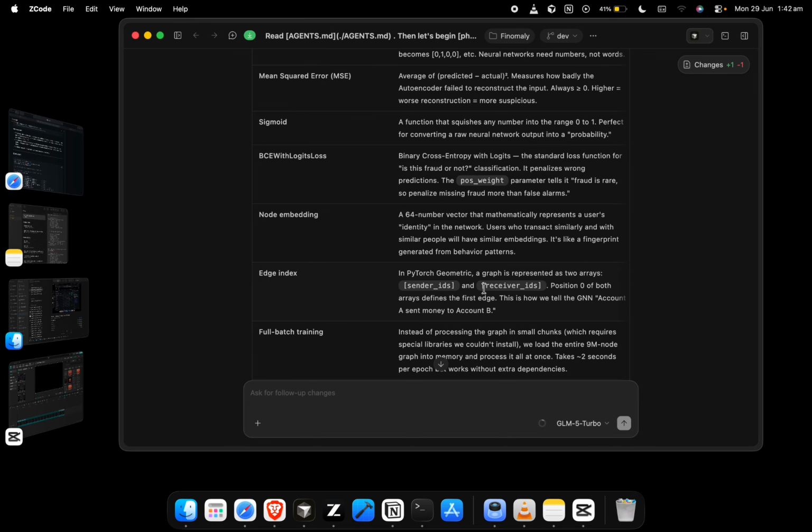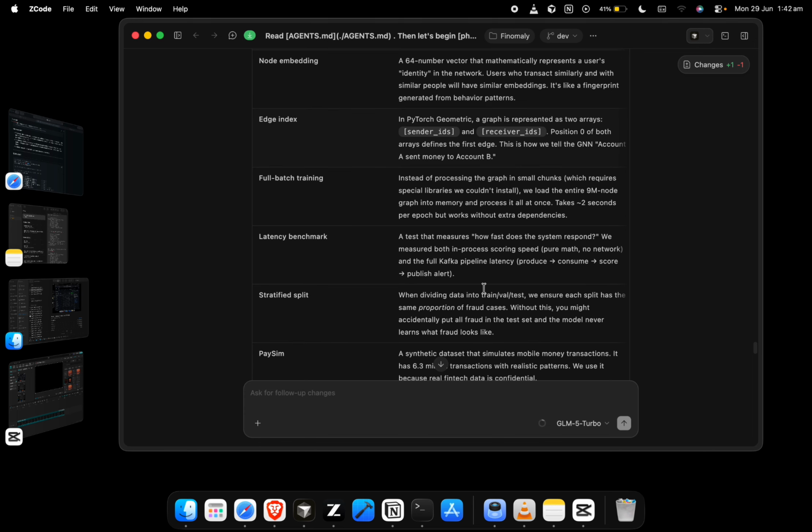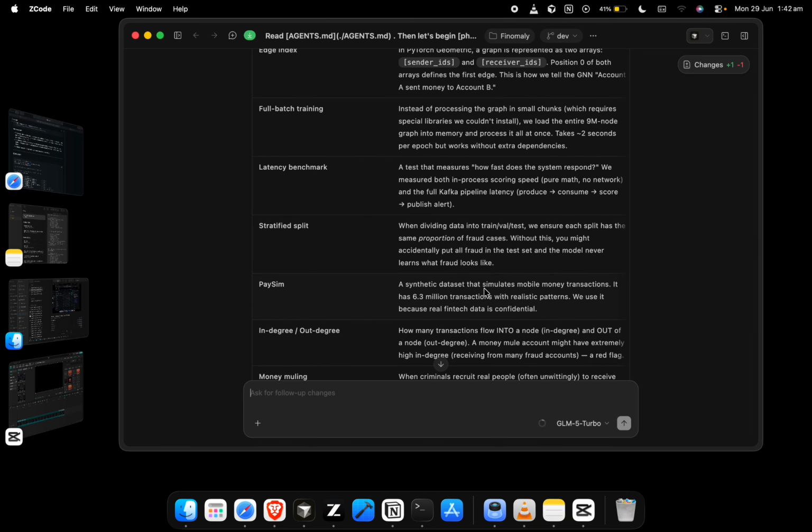Full batch training, instead of processing the graph in small chunks, which requires special libraries we couldn't install due to using Python 3.14, we load the entire 9 million node graph into memory and process it all at once. This takes approximately 2 seconds per epoch, but works without extra dependencies. Latency benchmark. This is a test that measures how fast the system responds. We measured both in-process scoring speed and the full Kafka pipeline latency.